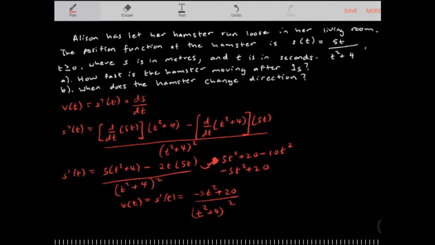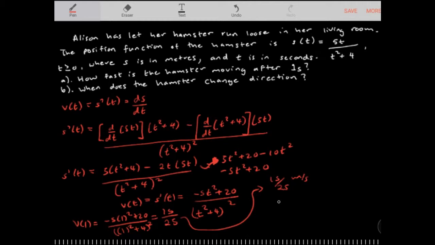We want to figure out how fast the hamster is moving after 1 second. Well, we're basically doing v of 1, which is negative 5 times 1 squared plus 20, over 1 squared plus 4, squared, which looks like 15 over 5 squared, which is 25. So the velocity is 15 over 25 meters per second. If you divide this by 5, you get 3 over 5 meters per second, so it's approximately 0.6 meters per second. This is how fast it's moving after 1 second.